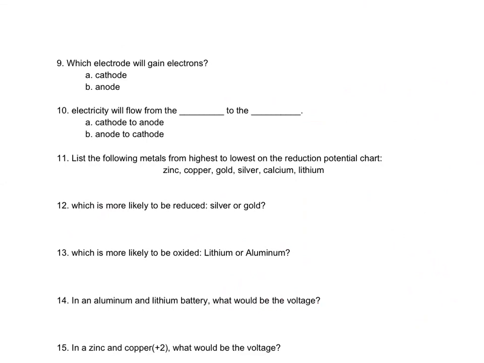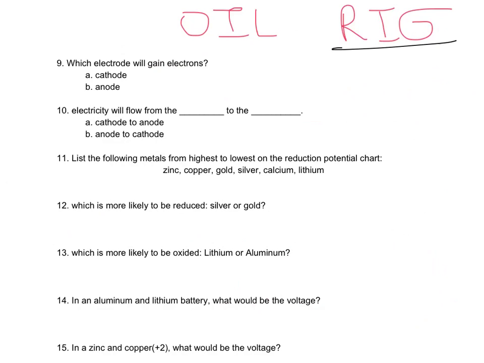Which electrode will gain electrons? Cathode or anode? So this is asking us to connect the dots in a way. We have oil rig. So oxidation is loss of electrons, but we're looking for gain of electrons. So reduction is gain. So whatever terminal is reduced will be gaining electrons.